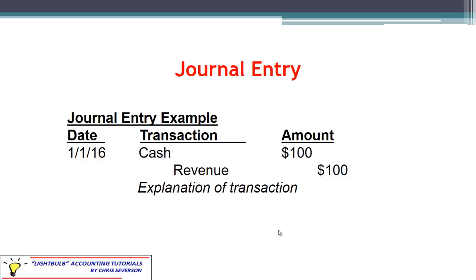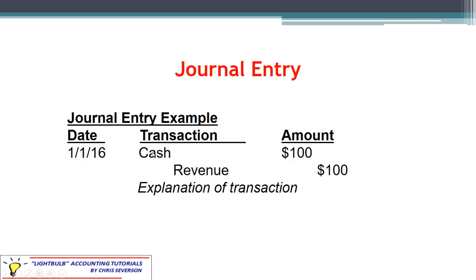So let's take a look at a journal entry here. This is what a journal entry would look like. We have the date, we have the transaction or the accounts impacted, and then the amount. So you're always going to have your debit first, or debits. You may have plural. You may have more than one. And any credits you have will be second. They'll be indented to the right.